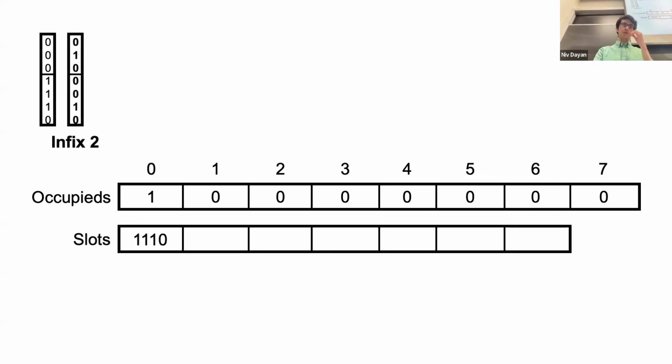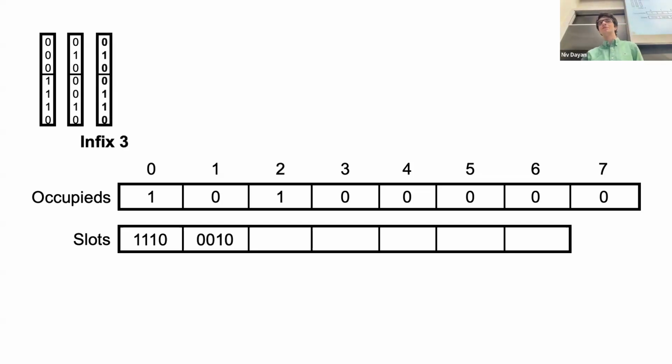Okay. Now, the next infix you take is going to be a bigger infix. I'm assuming that you're constructing the infix store by inserting the smallest infix first, all the way up to the biggest infix. So the next infix you take, in this example in particular, has a quotient of 2. So it's going to map to the second bit in the occupied bitmap, and it's going to set that bit to 1. And then similarly, it's going to store its remainder in the next empty slot in the array. And if you have an infix 3, this one also has a quotient of 2. So it doesn't change the occupied bitmap, and it stores the remainder in the slots.